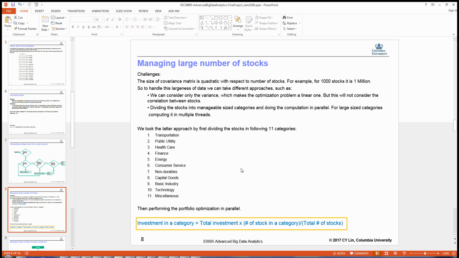And these are my 11 categories, and the way I divide the money is: investment in a category will be total investment multiplied by the number of stocks in a category, and then divided by the total number of stocks.